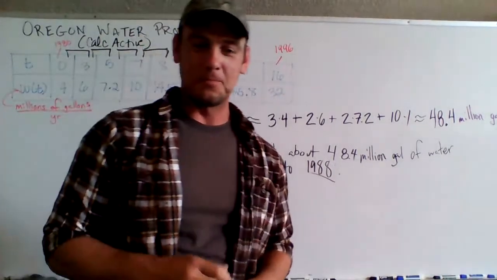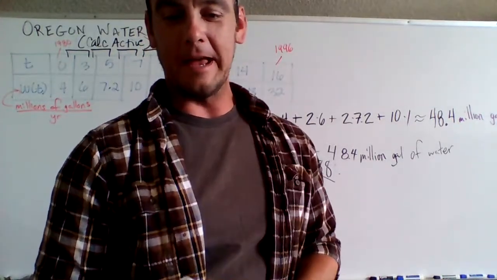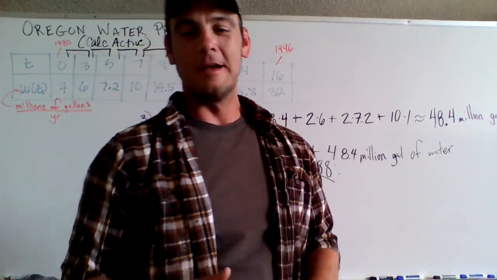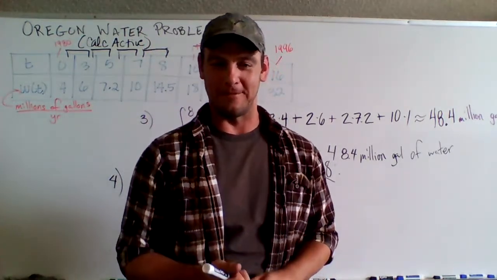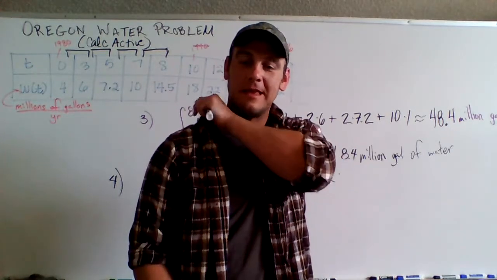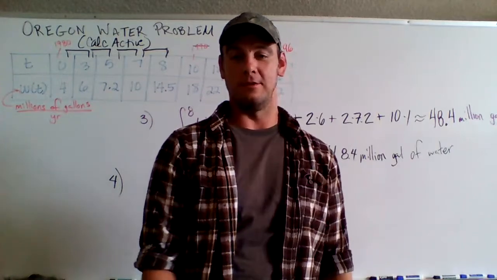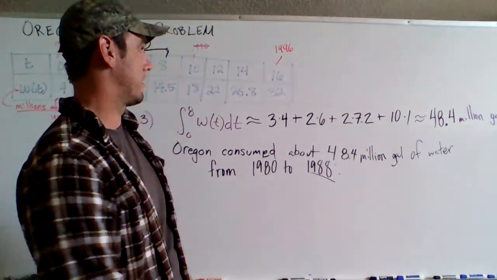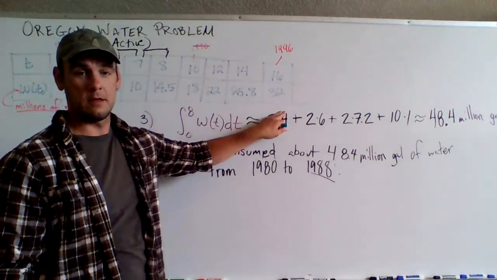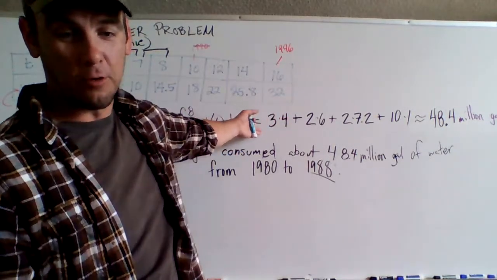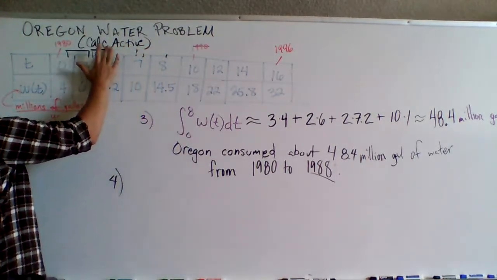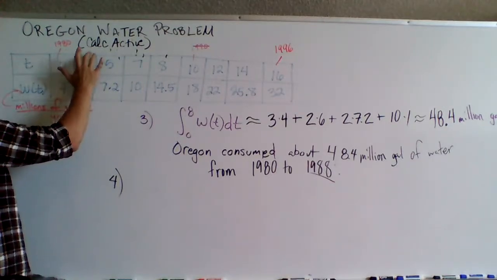Alright, number 4. Using the data in the table and the trapezoidal method with 4 subintervals, approximate the average rate of consumption of bottled water over the 16-year period beginning in 1980. Include the units. Okay, so several things we need to decipher from here. We are going all the way from 0 to 16. We need 4 subintervals, so I'm going to go ahead and erase this. That means we need 4 trapezoids.